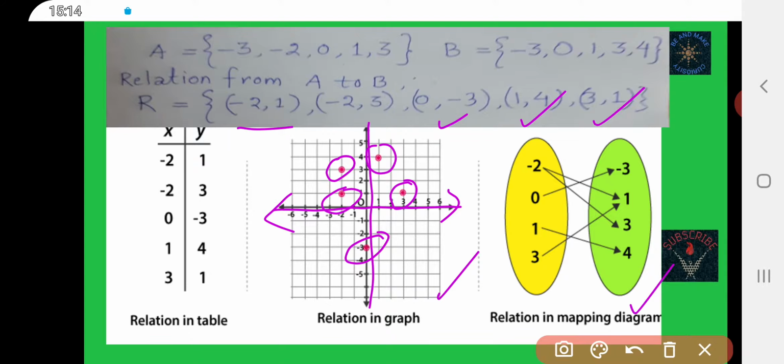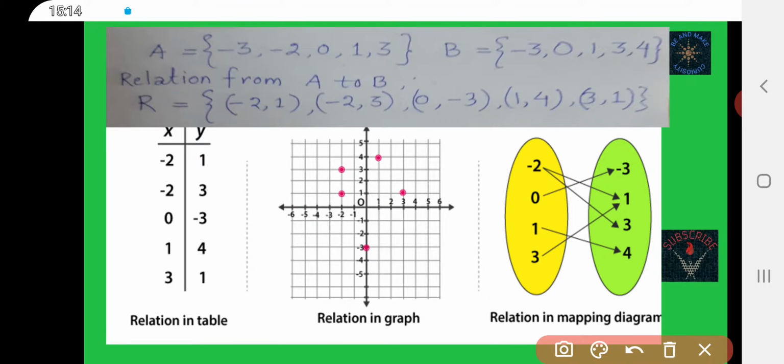Then come to the relation in a mapping diagram or arrow diagram. You see -2 to 1, -2 to 3, and 0 to -3, 1 to 4, and 3 is related to 1. Like this you can show. You can represent a relation in a table, in a graph, or in an arrow diagram or mapping diagram.